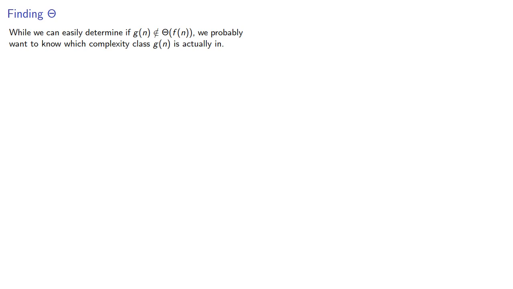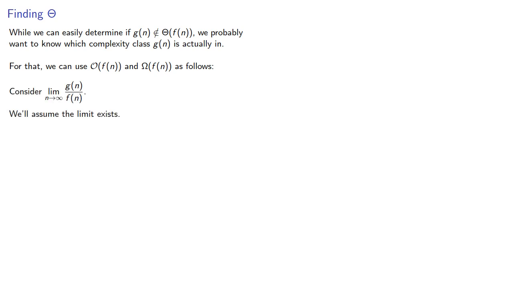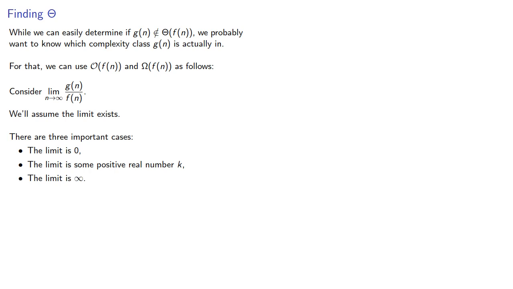While we can easily determine if g of n is not order f of n, we probably want to know which complexity class g of n is actually in. For that, we can use big O and omega as follows. Let's consider this limit. We'll assume the limit exists to give us a possibility of answering it. There are three important cases: the limit is 0, the limit is some positive real number k, and the limit is infinity.